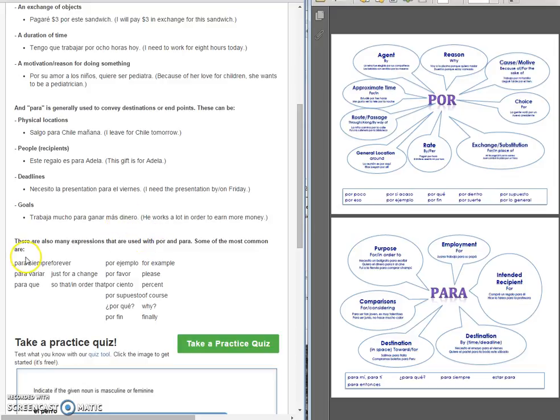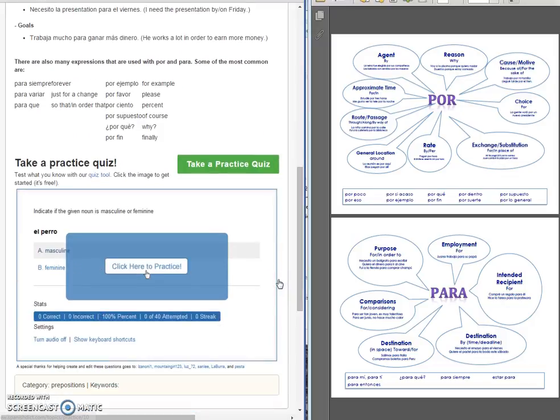All right, so there's also some expressions, they're right here for you. Let's see: para siempre, para variar, para qué, por ejemplo, por favor, por ciento, por supuesto, por qué, por fin. And then here's some other ones in these boxes here, and hopefully you have these sheets. So let's do a couple practice questions.